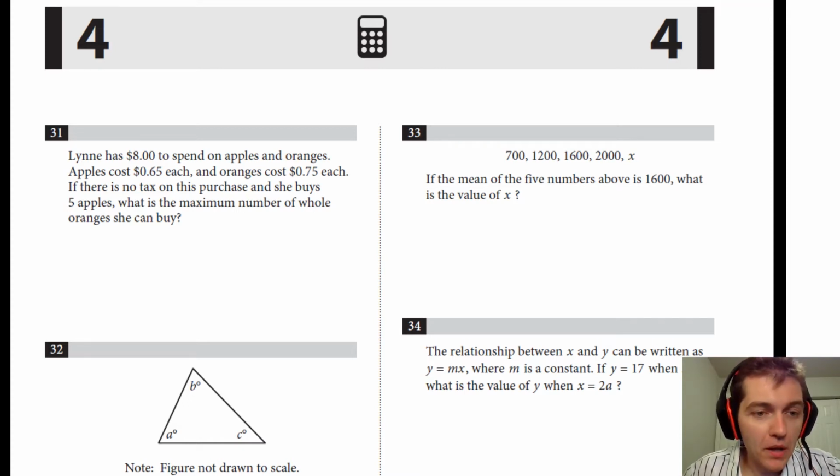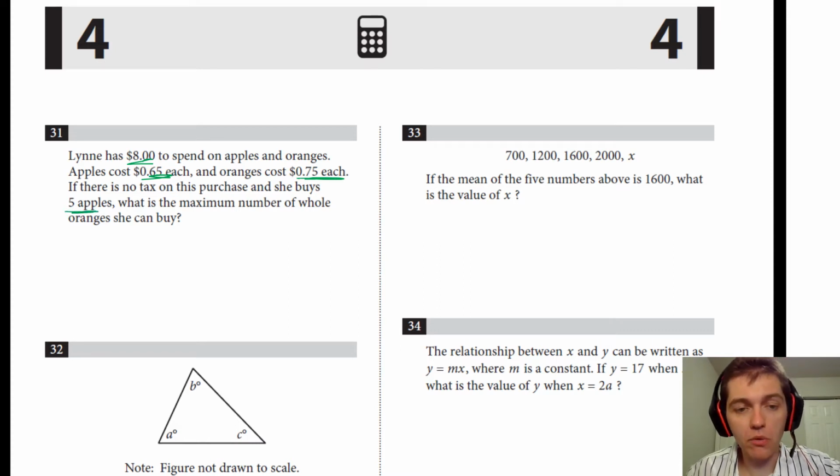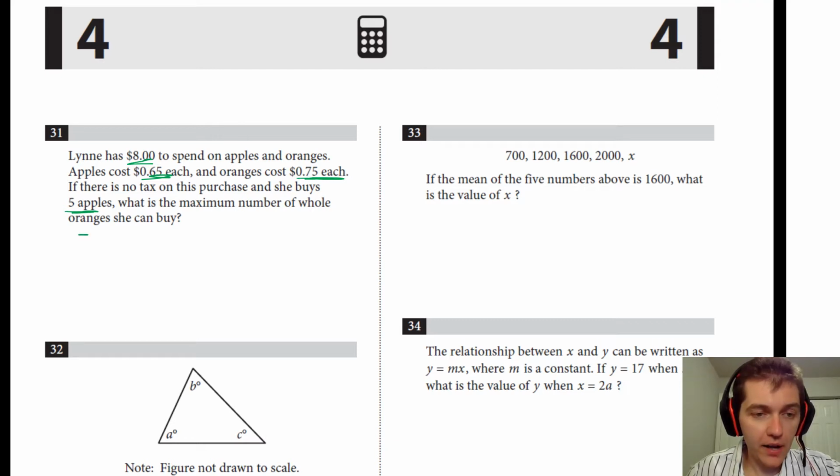Okay, actual problem. Lynn has $8 to spend on apples and oranges. The apples cost 65 cents each. The oranges cost 75 cents each. If there's no tax on this purchase and she buys 5 apples, what is the maximum number of whole oranges she can buy? Okay, so start with $8, purchase apples, figure out how much she has after the apple purchase. So she buys 5 apples for 65 cents. Calculator, so plug that in. The amount spent on apples is $3.25.